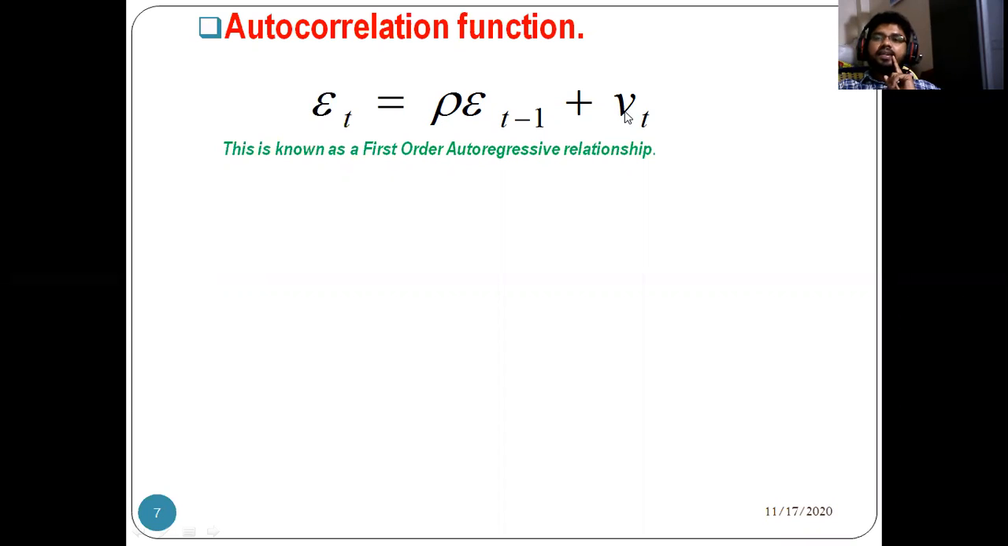What is v here? v t is the random error term. As I told you, today's stock price depends on the previous year's stock price, and the random term is nothing but market conditions or market decisions. If the present year error term depends on its previous error term, this is known as the first order autoregressive relationship.